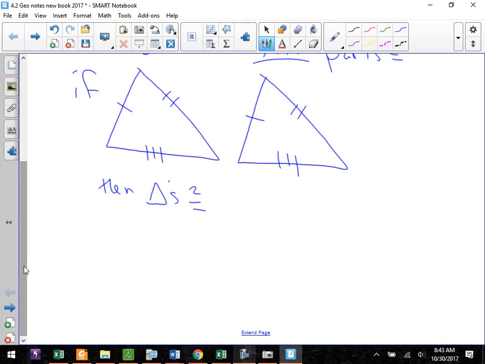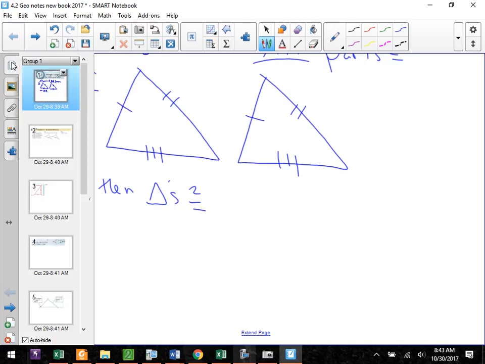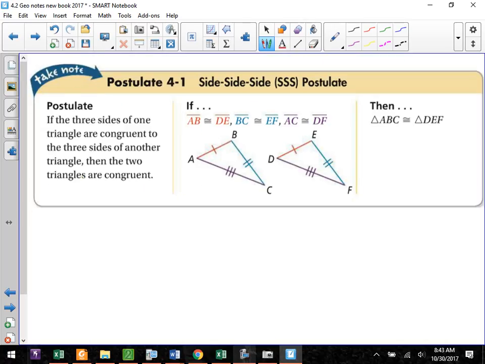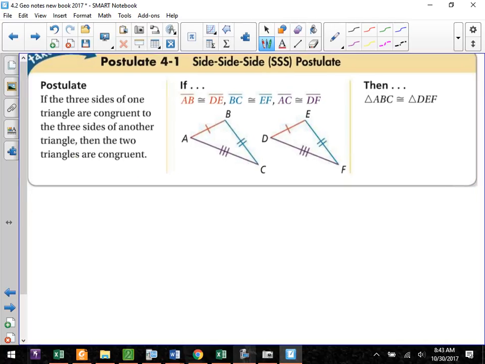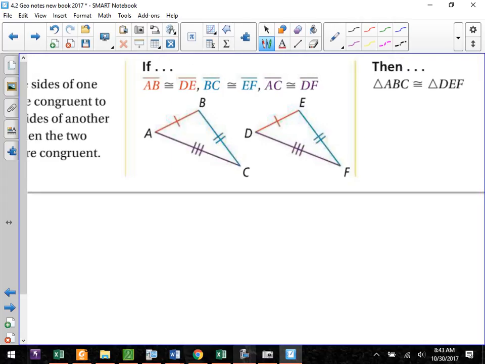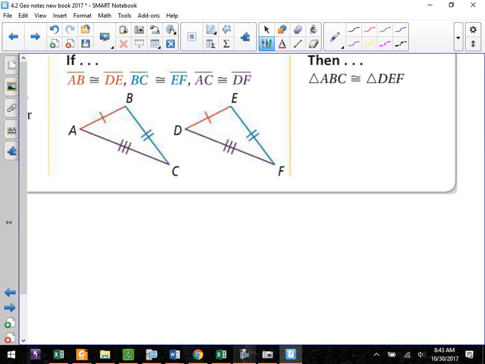Instead of having all 3 sides and all 3 angles, if you just have the 3 sides congruent, then you can say the 2 triangles are congruent. Here's what it says: if the 3 sides of one triangle are congruent to the 3 corresponding sides of another, the triangles are congruent. Basically, it's this. We use the lettering side, side, side, S, S, S.